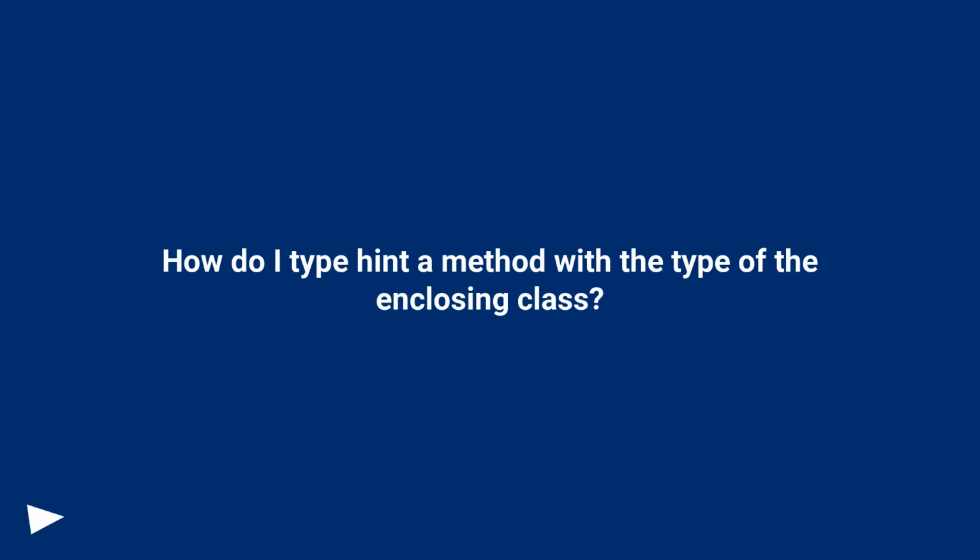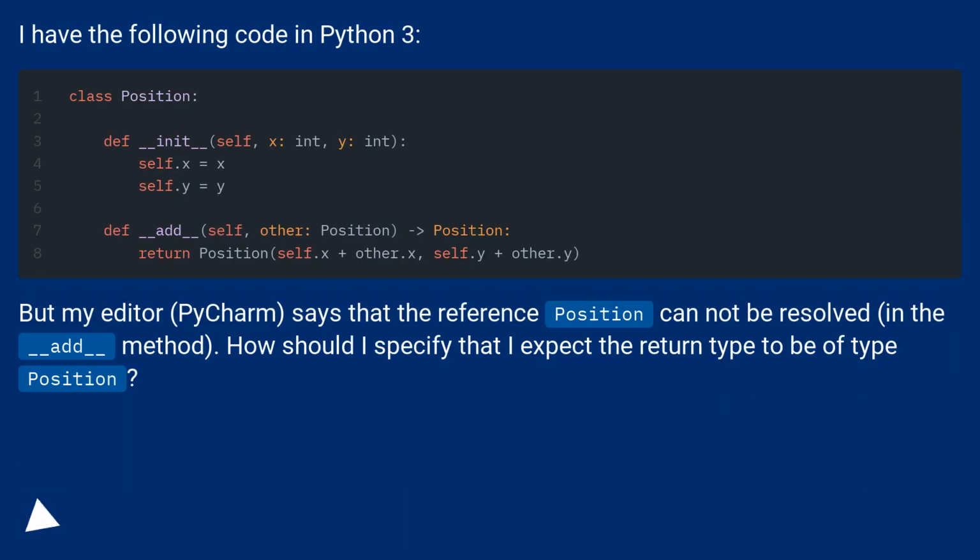How do I type hint a method with the type of the enclosing class? I have the following code in Python 3. But my editor, PyCharm, says that the reference Position cannot be resolved in the __add__ method. How should I specify that I expect the return type to be of type Position?